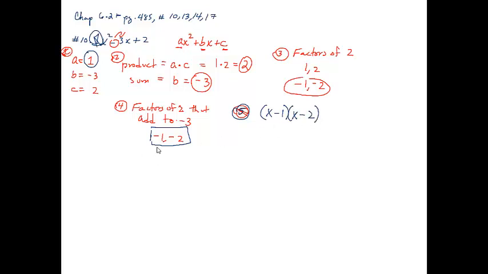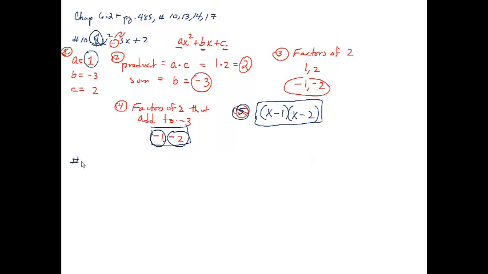I have said that incorrectly. All you do is write x and then whatever the factor is. x minus 1, x minus 2. And that's your final answer. That is factored. Remember, factor means you take a sum or difference and you turn it into a product.